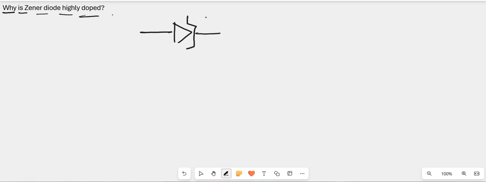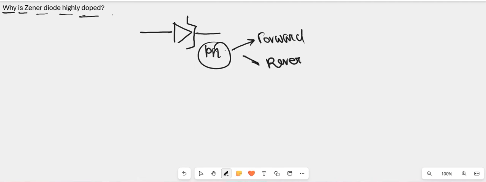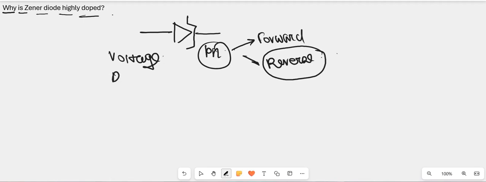The Zener diode is a special type of diode which is designed to operate in the reverse bias region and maintain a constant voltage across its terminals. This is particularly a PN junction device. Now we know a PN junction operates in forward bias mode and in reverse bias mode. The Zener diode is specifically designed to operate in the reverse bias mode because it functions as a voltage regulator. So now the thing is, why is the Zener diode highly doped?